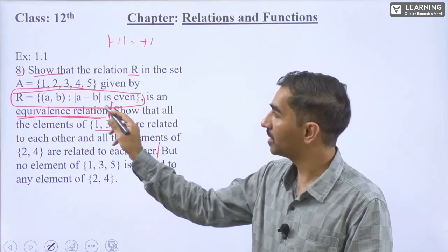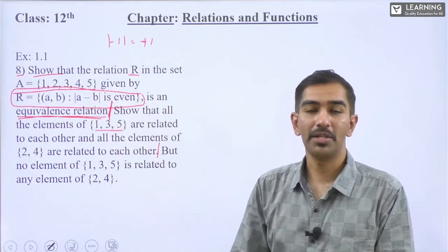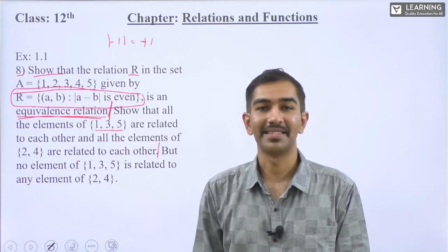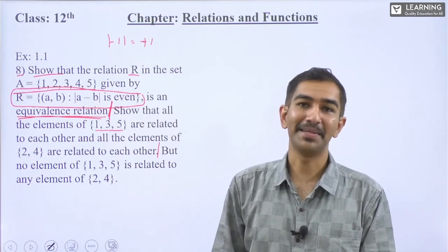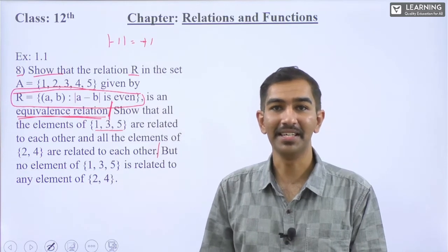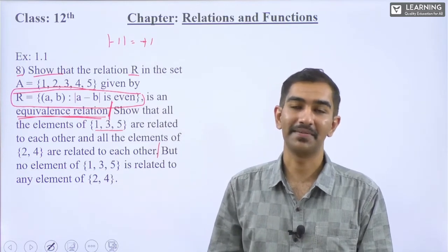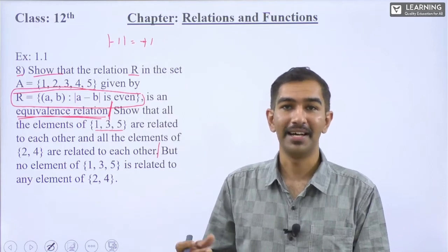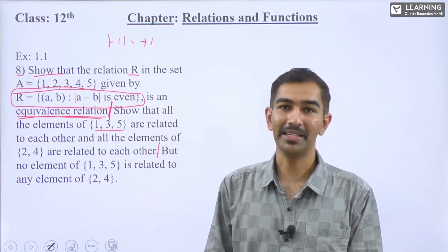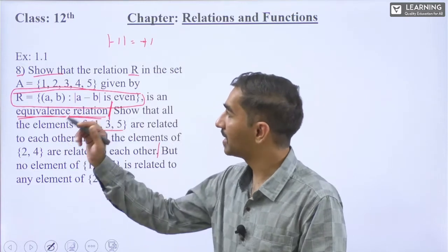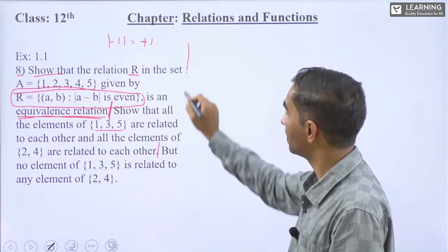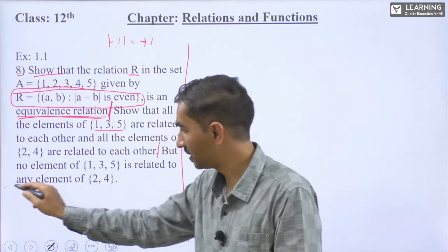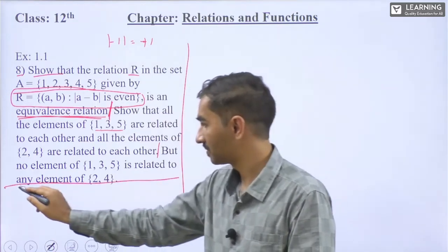First we have to show that it is an equivalence relation. What is the meaning of equivalence relation, student? An equivalence relation is nothing but a relation which is satisfying reflexive, symmetric and transitive. A relation which is satisfying these 3 properties is called an equivalence relation. Let us start with reflexive. On this side we'll start with the reflexive relation.